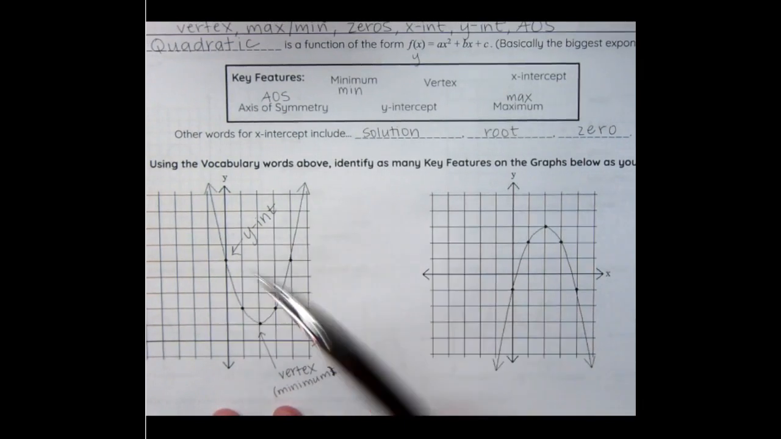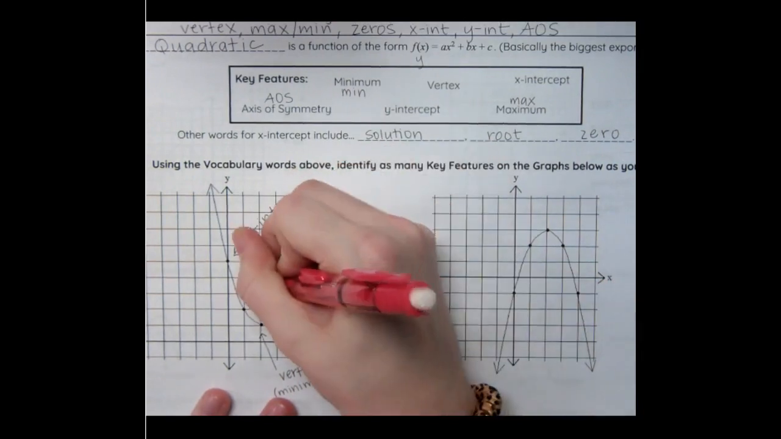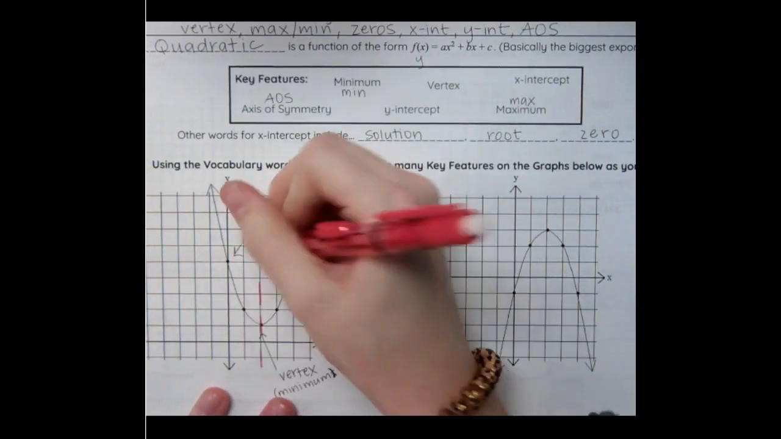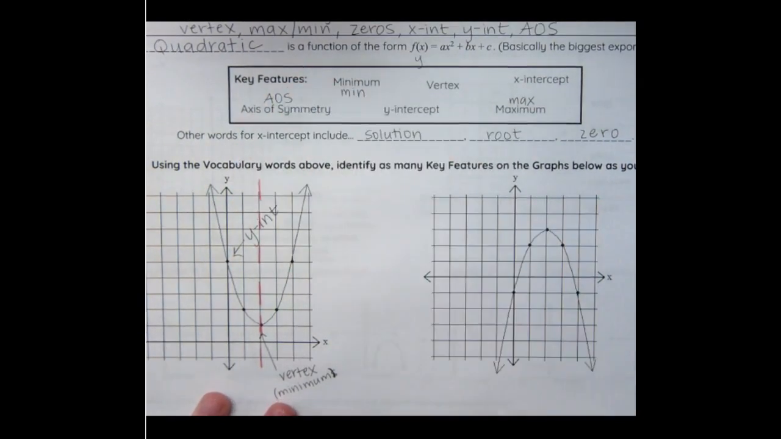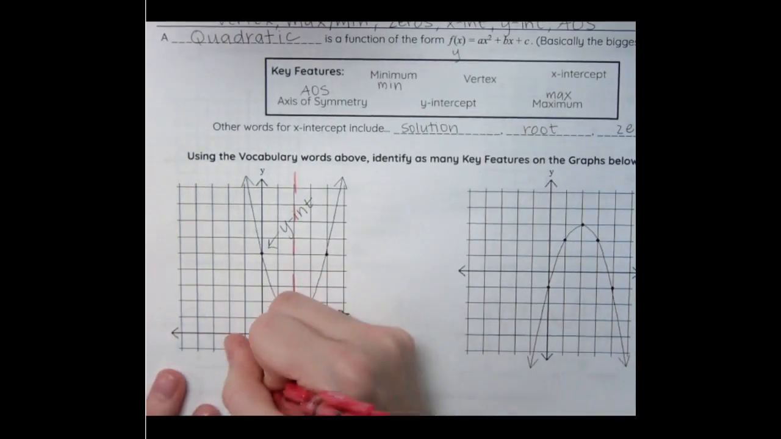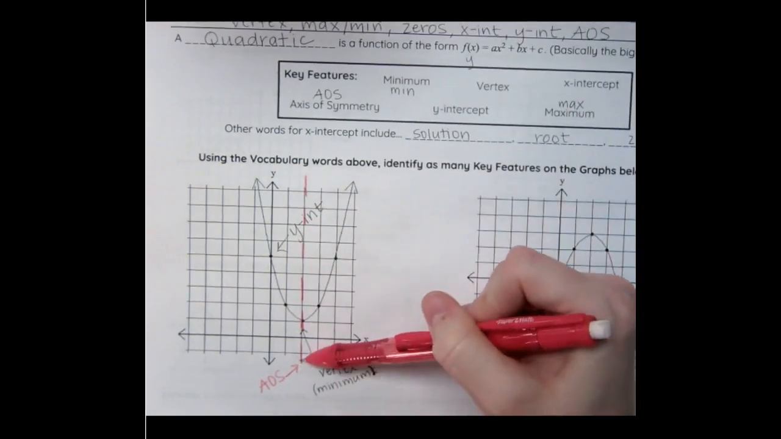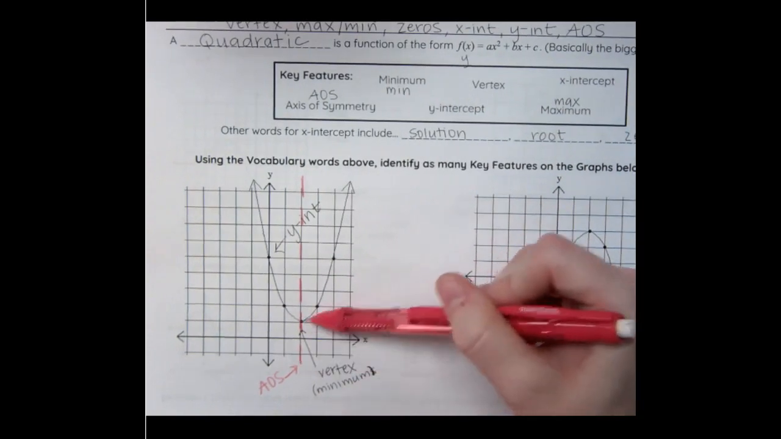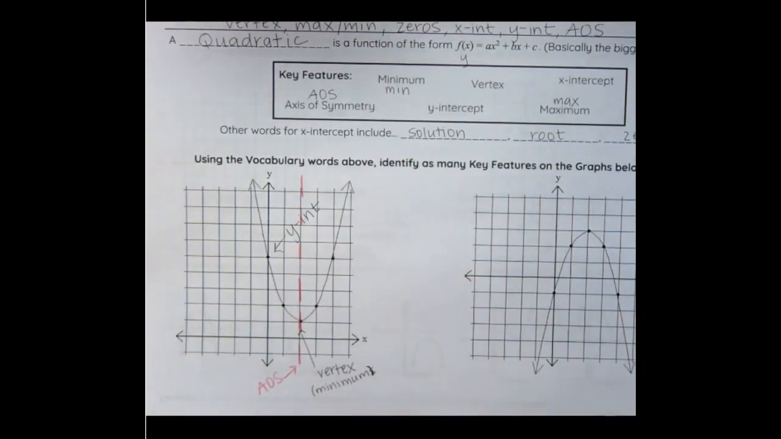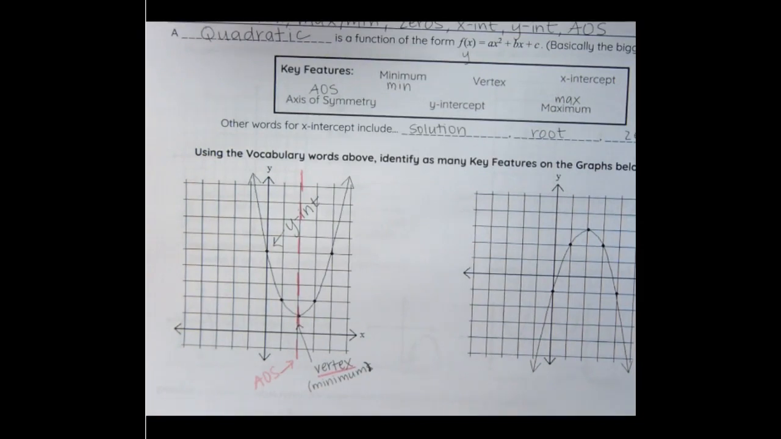It crosses our y-axis. Now, one of our new words is the axis of symmetry. I'm going to take a different color, and I'm going to draw this line right through the center of my graph. This red line right here is our axis of symmetry. What that means is if we split our graph right down the middle, it is symmetrical on both sides. Symmetrical means the same. So this side looks exactly like this side. Our axis of symmetry is always going to go through our vertex.